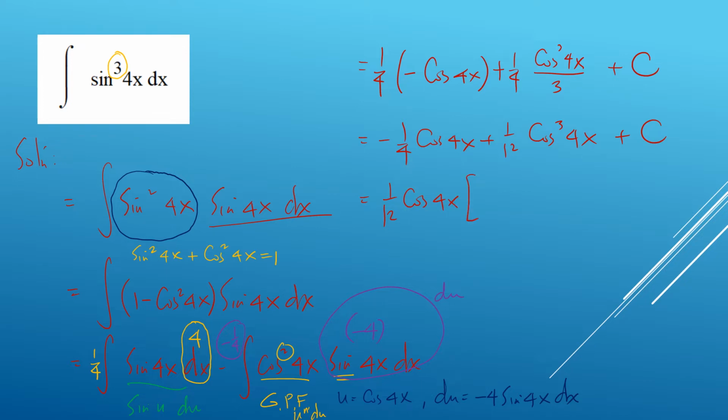So let us begin with the positive term, 1/12 cosine cubed 4x. We factor 1/12 cosine 4x. That will be cosine squared 4x, minus 12 divided by 4, that will be 3. And we factor cosine 4x, plus c. So that is our final answer.